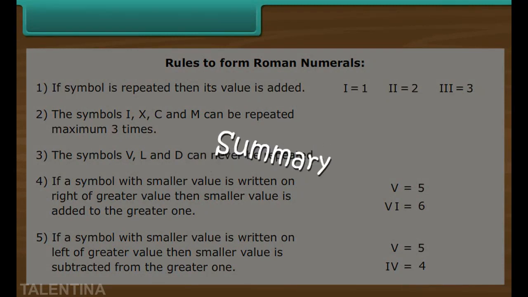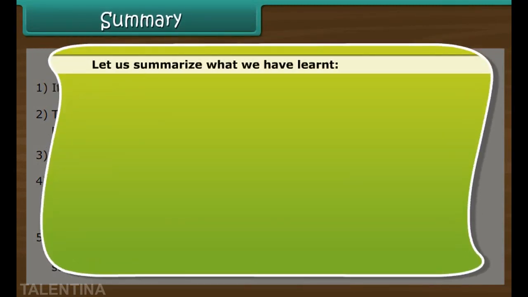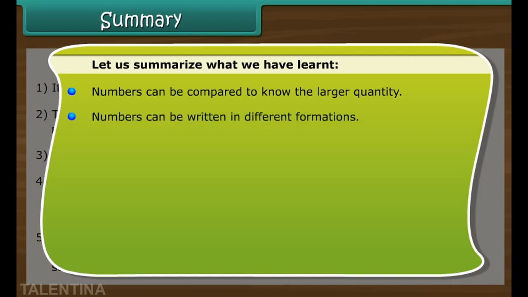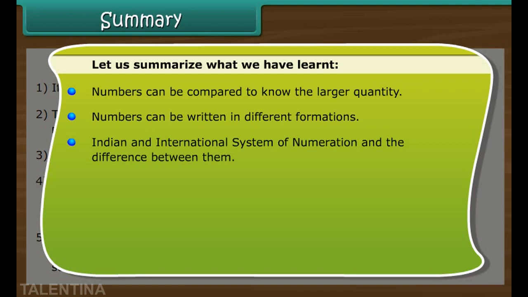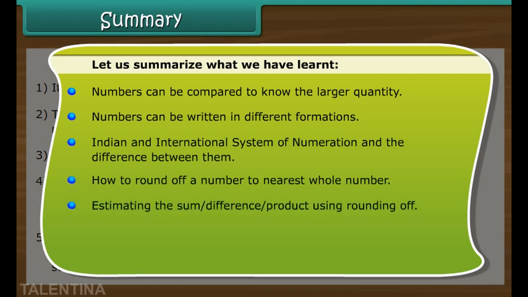Summary. Let us summarize what we have learned. Numbers can be compared to know the larger quantity. Numbers can be written in different formations. Indian and international system of numeration and the difference between them. How to round off a number to nearest whole number. Estimating the sum, difference, product using rounding off. How to simplify calculations using brackets.